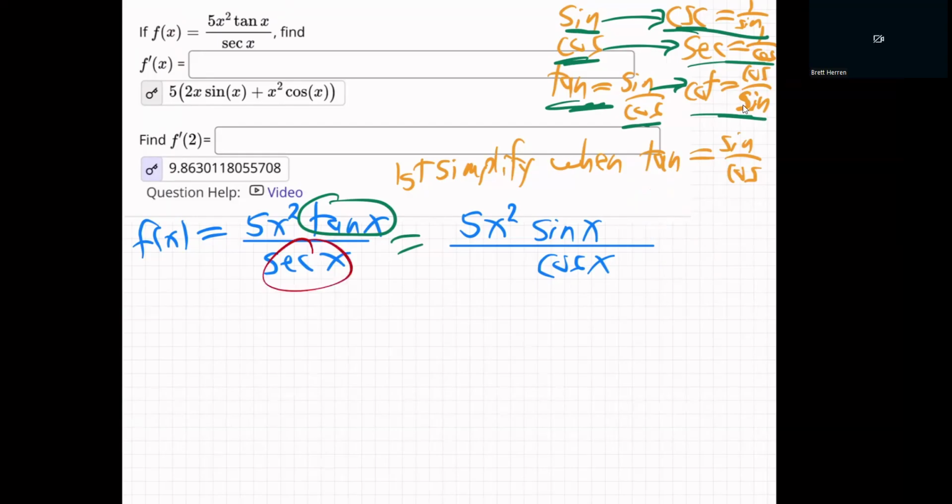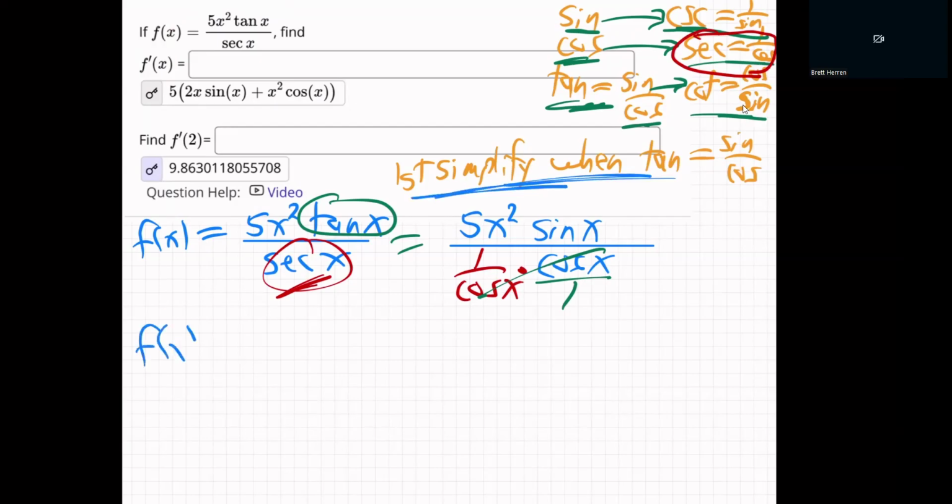Now, what about the secant? Secant, as it says right here, is 1 over cosine. So that means this is 1 over cosine right there. So what happens, you see? This is over 1, cancel. I haven't done a derivative yet, by the way. This is just simplifying. So now it's 5x squared sine x.